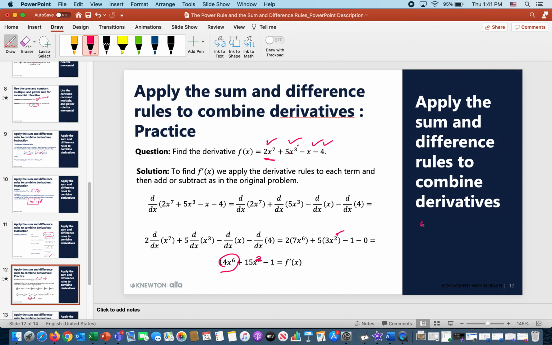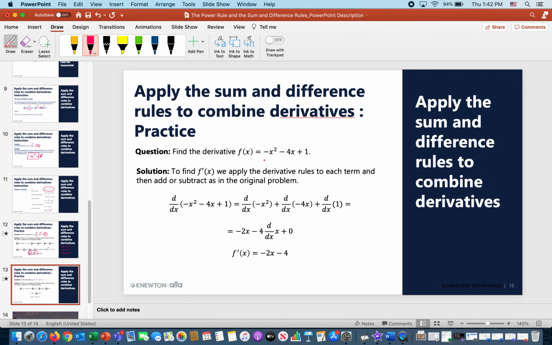So if you think about it, the derivative of 5x is 5. The derivative of 7x is 7. The derivative of pi x, pi is a constant, so it would just be pi. And then the derivative of a number by itself, that constant is 0. So we have 14x to the 6th, 15x squared minus 1.